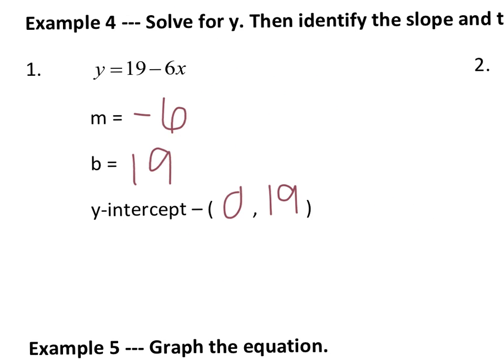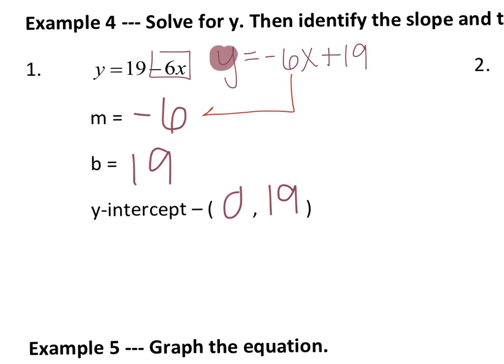Okay, on this one, check your work. Please make sure that you notice that y equals is not mx plus b. So it's kind of switched around. So really, we need to rewrite this so that x comes first. So we have y equals, and we have to rearrange them. So we have negative 6x, and that's a positive 19. And now this is what I use for my slope. So my slope is negative 6, y-intercept is 19.